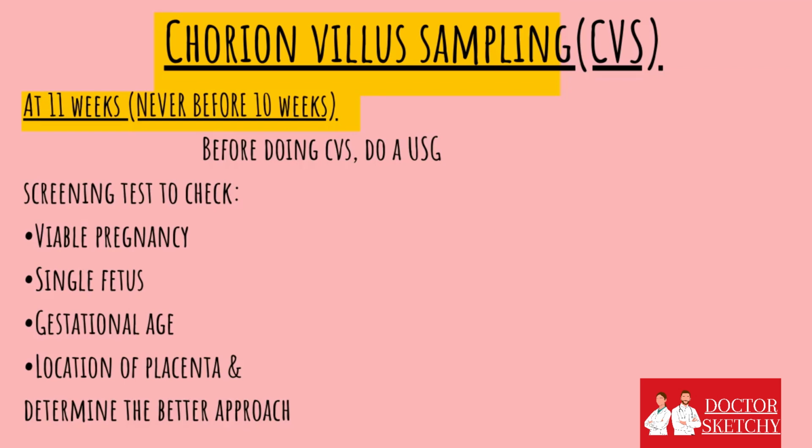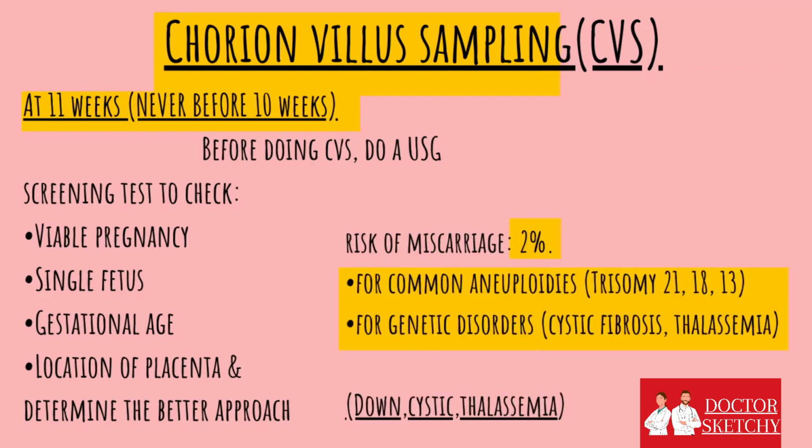One thing that you will find common in all these invasive techniques is that we will do a screening test first before doing the procedure. And we will check if the pregnancy is viable, if there is a single fetus, what is the gestational age of the fetus, as we can't do certain procedures at certain gestational ages. And to check the location of the placenta, the risk of a miscarriage with CVS increases to 2%. But if there is a 2% increased risk of miscarriage, why are we even doing CVS?